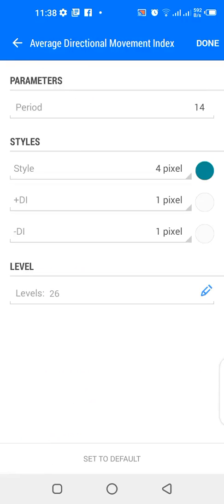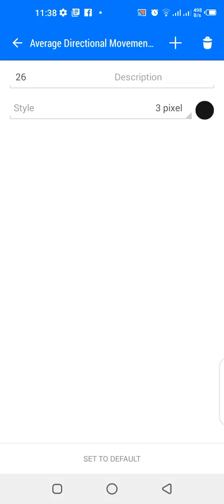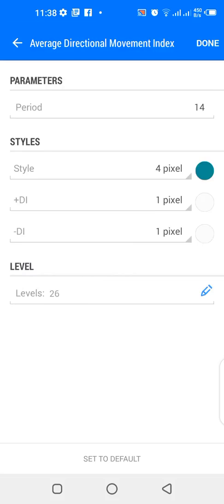ADX period is 14. Now the star color is green. Now the plus D1 and plus D2 colors will match the background color of the chart, and the level is 26, and the style color of the level is black.